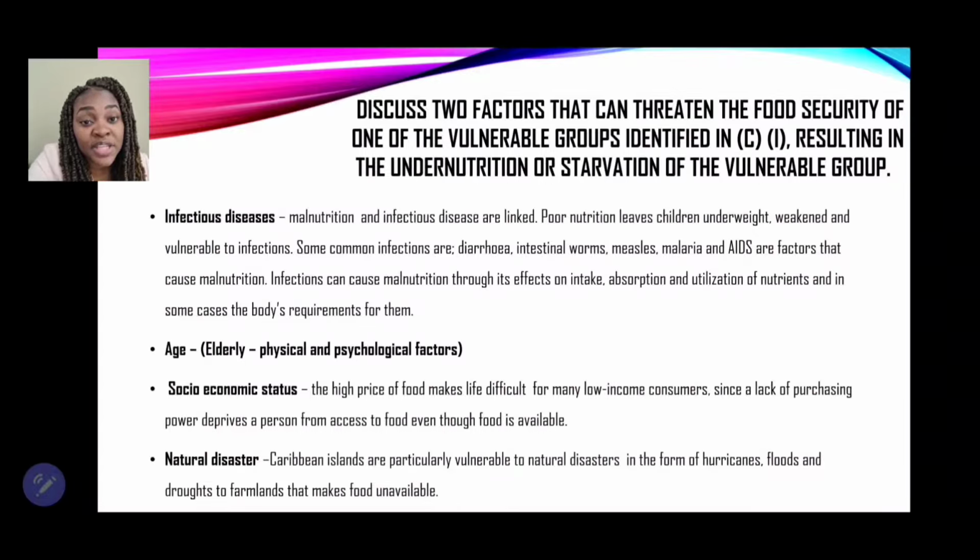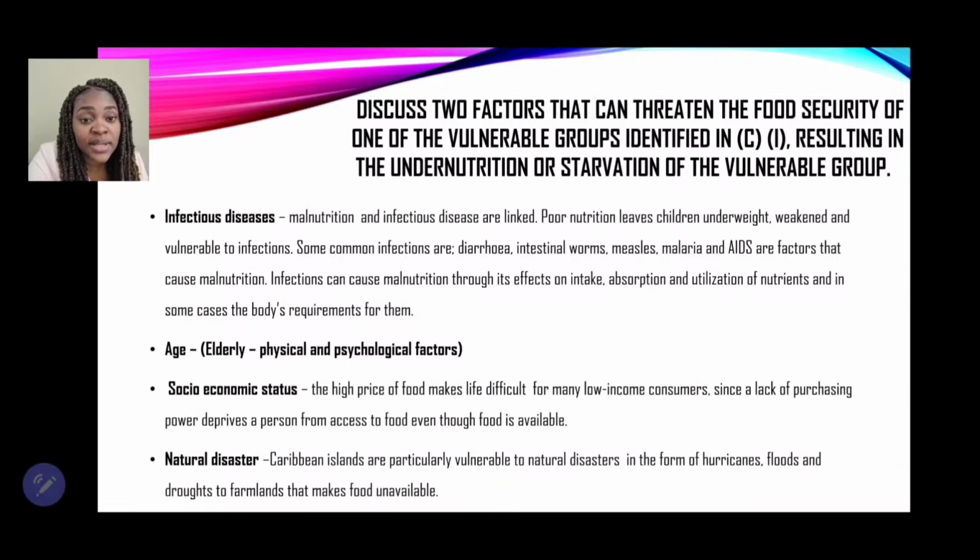We also speak of age, where we speak of the elderly. They may have physical or psychological factors. Physical, they're not moving around. They also have financial factors too, because most have retired and stopped working. Some of them are not receiving pension, and therefore they have to depend on somebody to eat. Psychological factors: dementia, memory loss, loneliness, just to name a few.